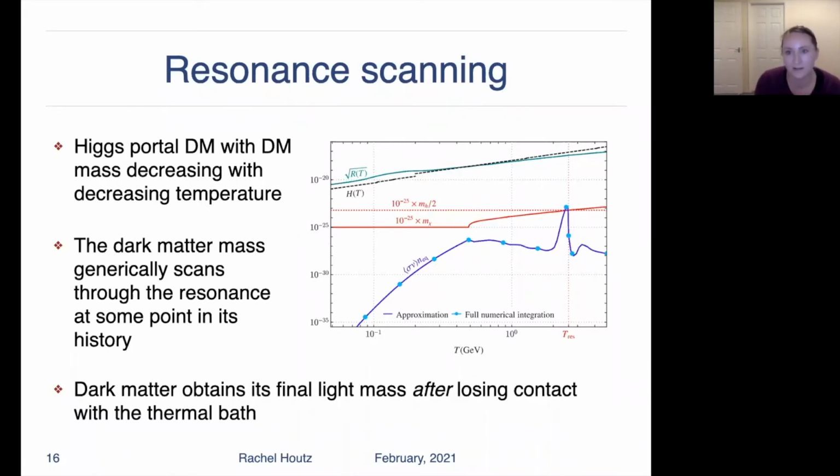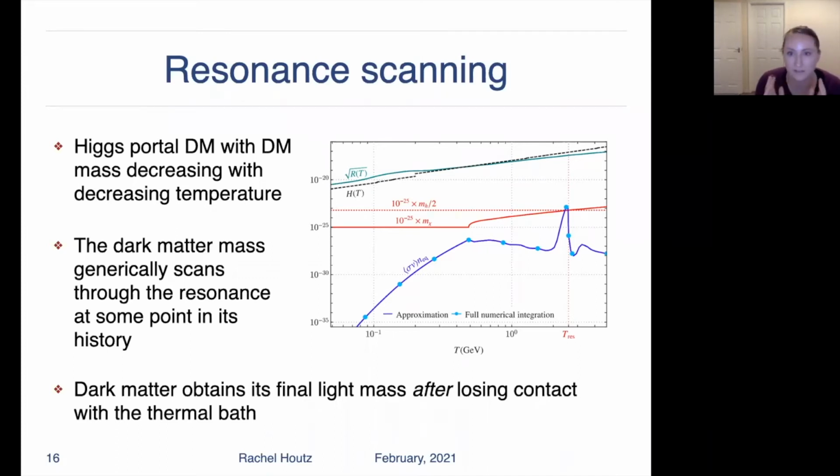And corresponding to that, I've also plotted the thermally averaged cross-section, or I guess the annihilation rate is what we've plotted specifically. This is a figure from the paper. And you can see that correspondingly, right when the dark matter mass goes through half the Higgs mass, there's this huge kinematic enhancement of the cross-section due to the resonance.